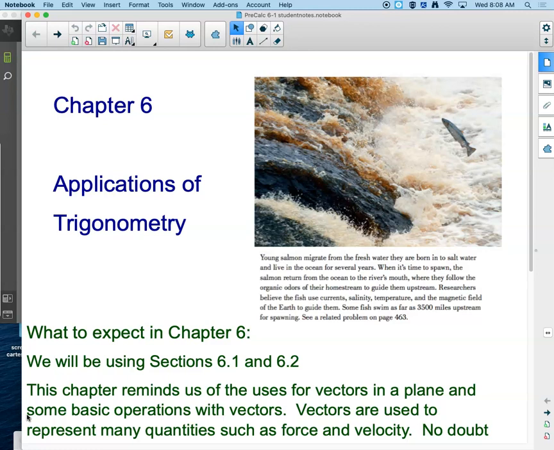So we have this picture on here, and on the yellow it doesn't turn out too fantastic, but young salmon migrate from the freshwater they're born in to saltwater and live in the ocean for several years. When it's time to spawn, the salmon return from the ocean to the river's mouth, where they follow the organic odors from their home stream to guide them upstream. I always wondered how they found that out, that fish can smell in the water there. And researchers believe the fish use currents, salinity, which is the amount of salt in the water, temperature, and the magnetic field of the earth to guide them. And some fish swim as far as 3,500 miles upstream for spawning.